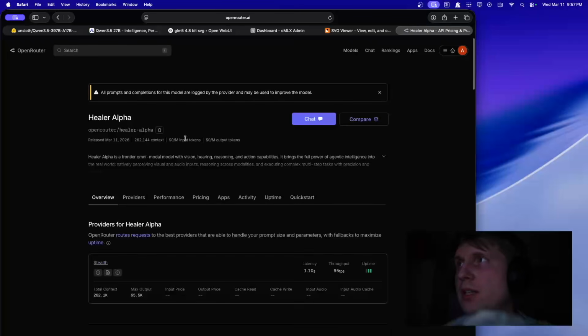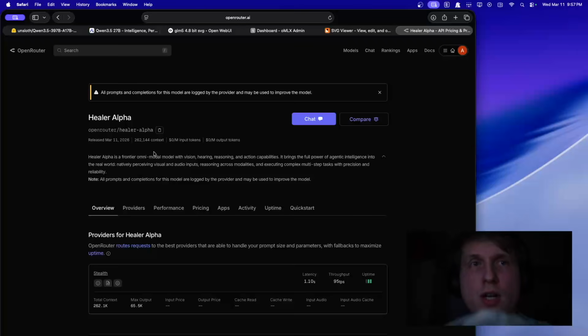There's also one called Healer Alpha, which has a shorter context length of 262K, or basically 256K context. This one says it can do complex multi-step tasks, and it supports vision and audio inputs. It looks like this is one of the smaller Omni models, and the other one is a larger model.